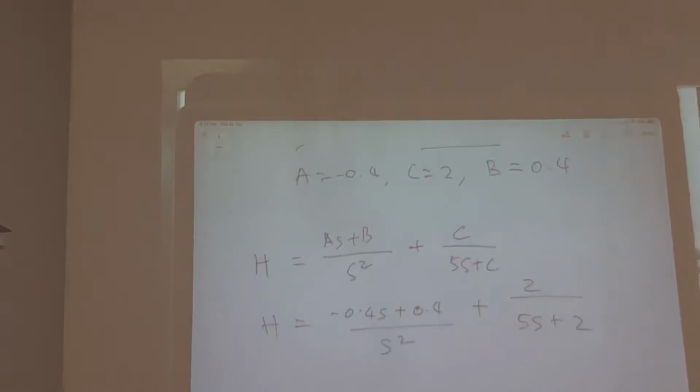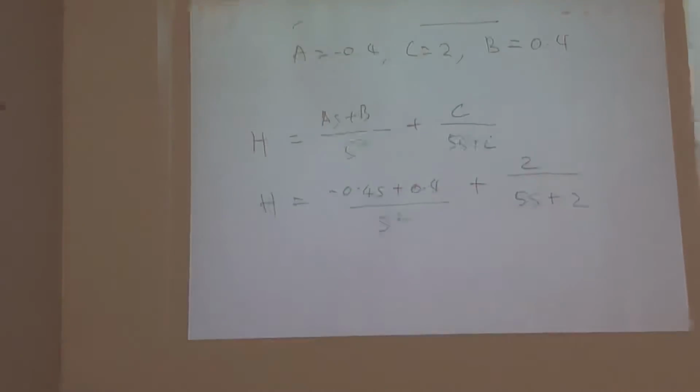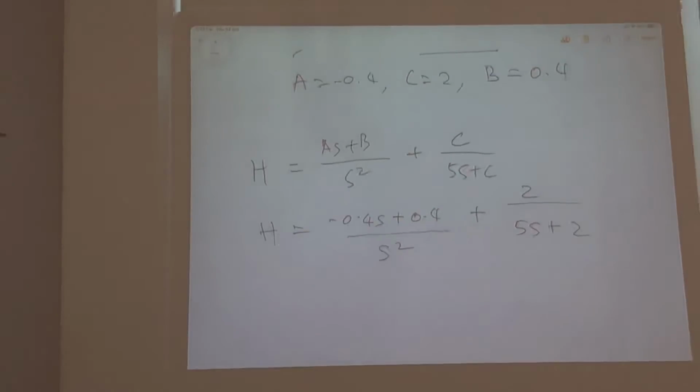My Laplace format is minus 0.4 plus 0.4 divided by s power of 2 plus 2 divided by 5s plus, this is 5. Okay. Oh, this one is not c, this is 5.